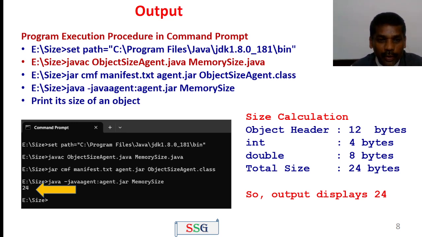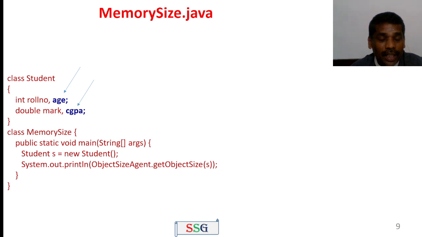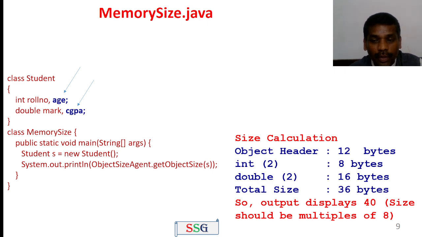The next one, I am going to change the same program, MemorySize.java. This time I have added two variables: int age, double CGPA. One variable is integer, another variable is double. So integer occupies 4 bytes, double occupies 8 bytes, total 12. In the previous program the total memory size is 24, 24 plus 12, that is 36. But this program displays the output equal to 40 bytes.